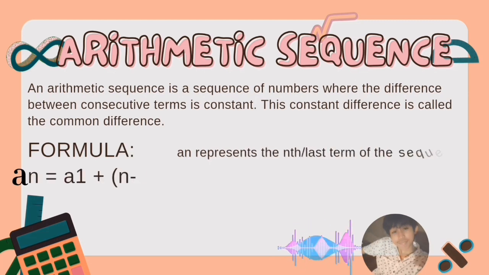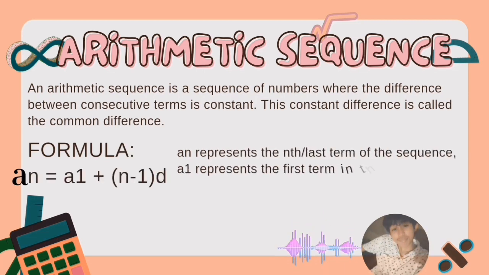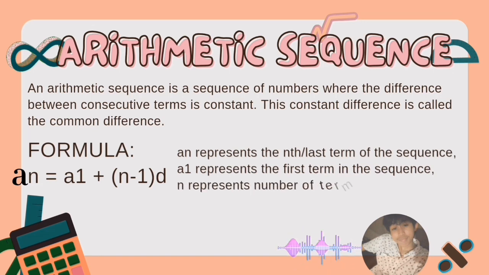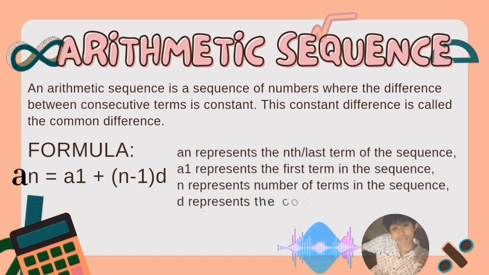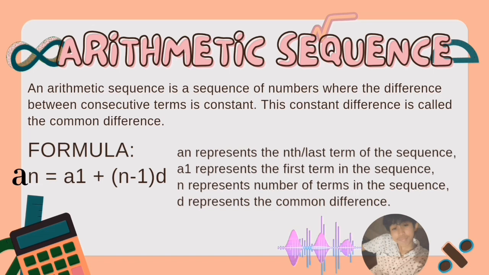Arithmetic sequence. An arithmetic sequence is a sequence of numbers where the difference between consecutive terms is constant. This constant difference is called the common difference. For the formula we have a_n = a_1 + (n - 1)d. a_n represents the nth or last term of the sequence. a_1 represents the first term in the sequence. n represents the number of terms in the sequence, while d represents the common difference.